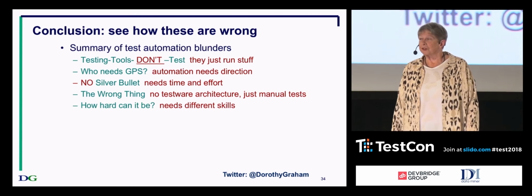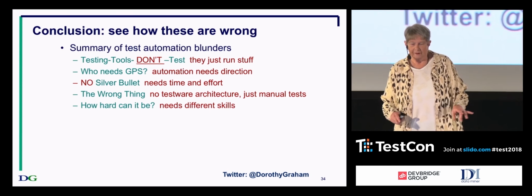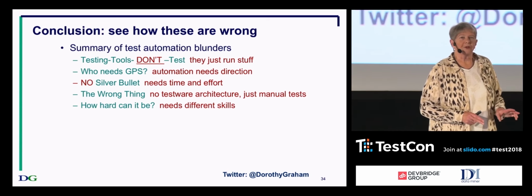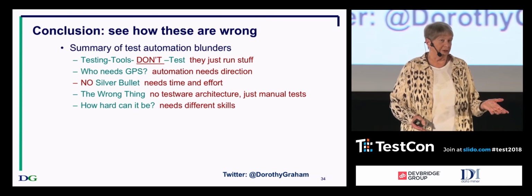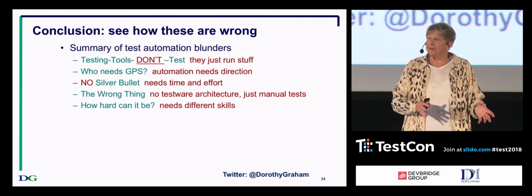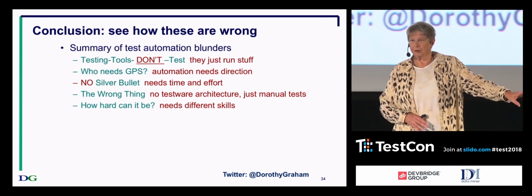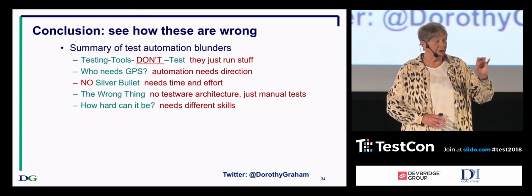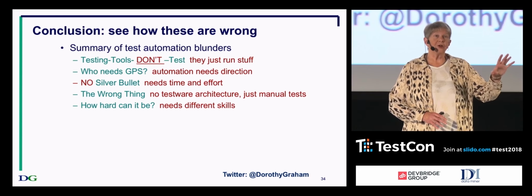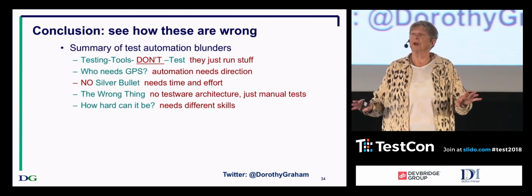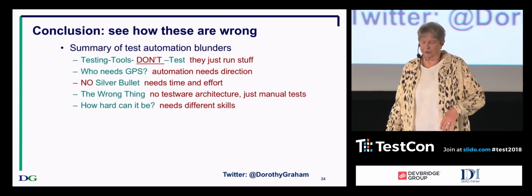How hard can it be? It needs different skills. The skills for doing automation are different to the skills for doing testing. By the way, it's popular now to say the only good tester is one who can write code. I actually object to that. I think it's great if they can, but I think if you tell people you're no good unless you write code, you are doing a disservice to the testing skills of a lot of people out there who are really good at testing and don't want to write code. And I think that's bad. But anyway, I'll get off my high horse.